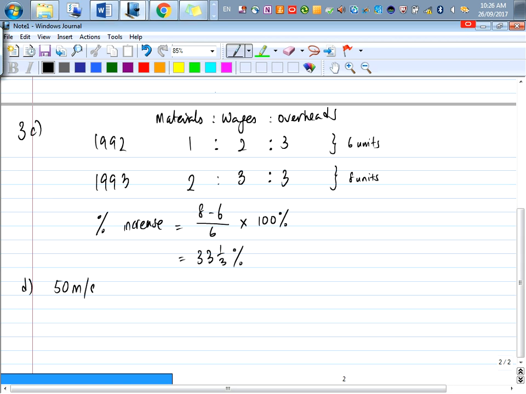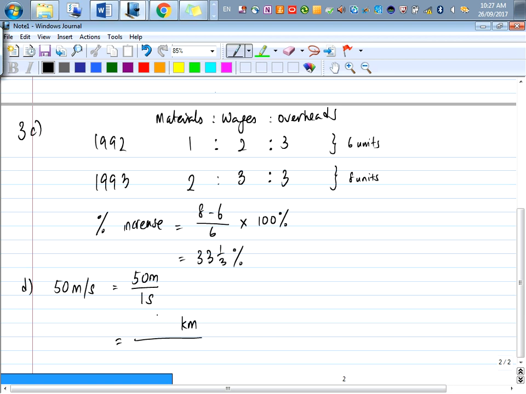Now part D, conversion. 50 meters per second. This is the same as 50 meters divided by 1 second. Right, Yuling? What do we want to convert this to? Kilometers per hour. Do you know how to convert meters to kilometers? So how much is 50 meters to kilometers? How much is it? 0.05.